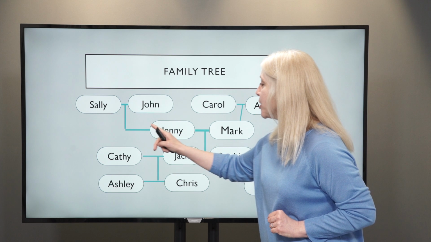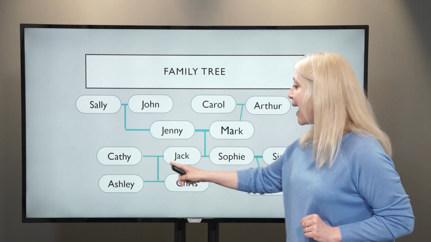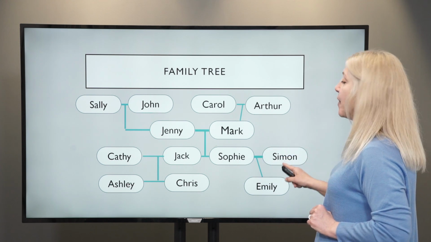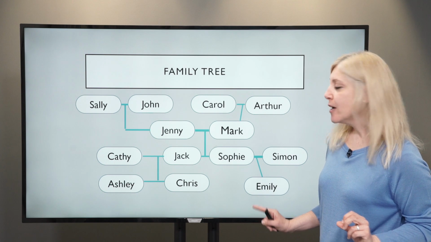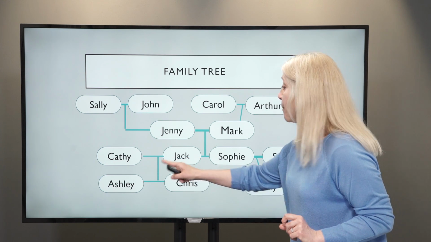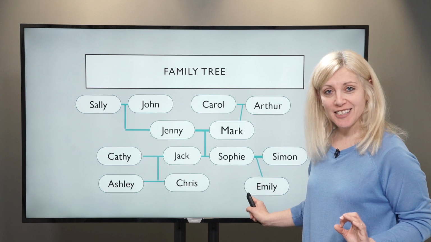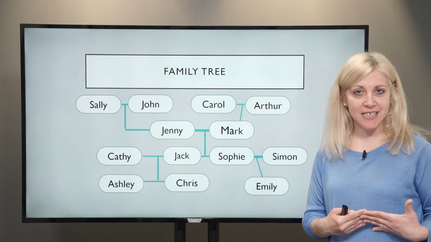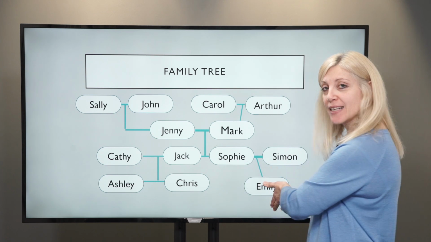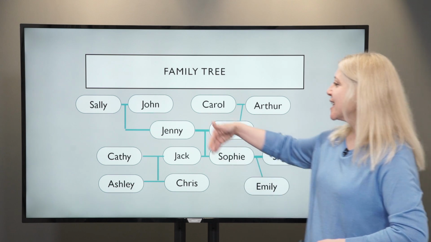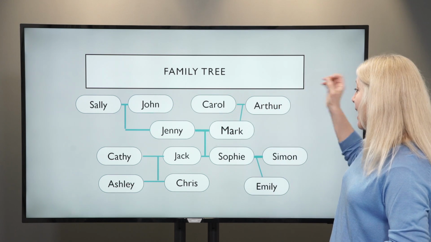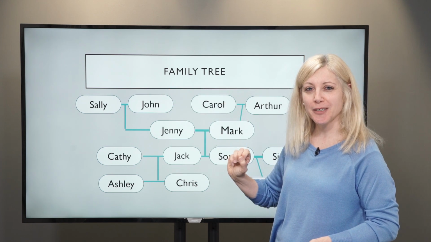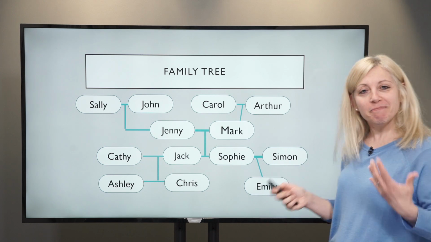Then the children are a little bit older and they get married themselves. So Jack is married to Kathy and they have two children, Ashley and Chris. And then Sophie is married to Simon and they have an only child called Emily. Emily's cousins are Ashley and Chris, okay? So Ashley and Chris are siblings, brother and sister, and their cousin is Emily. That's how it works. And if we go back to Sally and John or Carol and Arthur, here we are talking about great-grandparents, okay? I don't want to confuse you, but I hope you've got it.